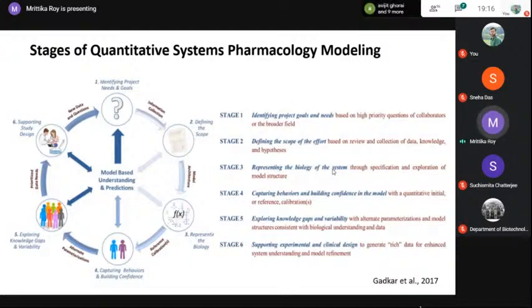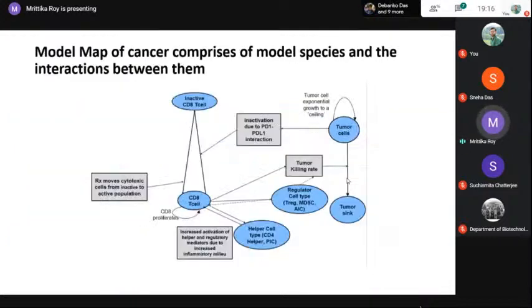After the knowledge integration happens and I understand a lot about lung cancer biology, I convey this information to the engineers. The engineers' task is now to represent the lung cancer physiology in a model. By that, I mean they create something called a model map. I have identified that in a lung cancer model, the key players will be tumor cells, different kinds of T cells, B cells, and the cytokines that interact between them, the ligand-receptor interactions that happen between them.